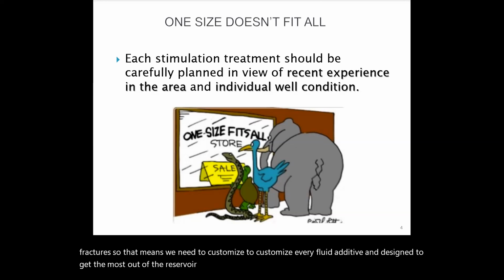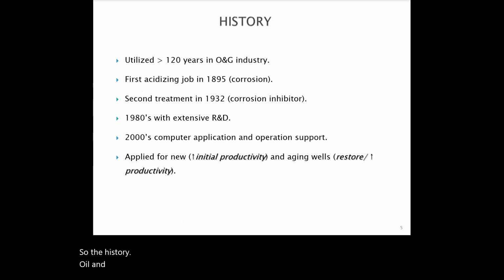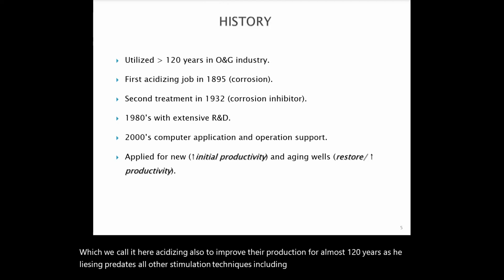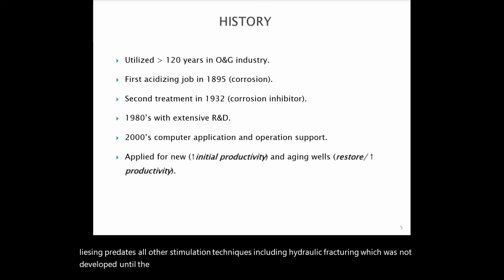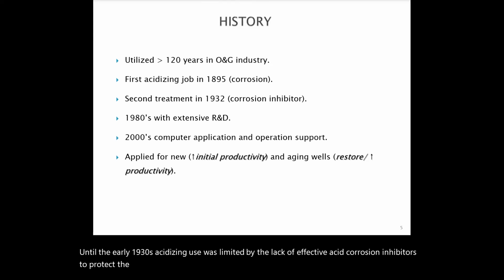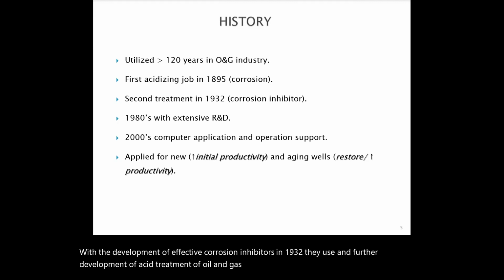to achieve economic success. Okay, so the history: oil and gas operators have used acid treatment, which we also call acidizing, to improve well production for almost 120 years. Acidizing predates all other well stimulation techniques, including hydraulic fracturing, which was not developed until the late 1940s. Until the early 1930s, acidizing use was limited by the lack of effective acid corrosion inhibitors to protect the steel tubulars in the well. With the development of effective corrosion inhibitors in 1932, the use and further development of acid treatment of oil and gas wells proliferated, leading to the establishment of the well stimulation service industry.